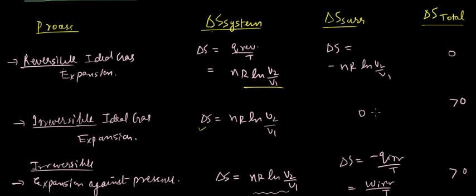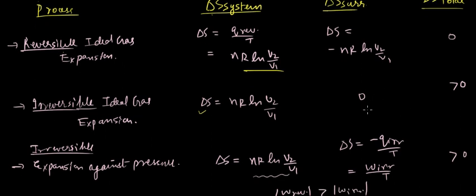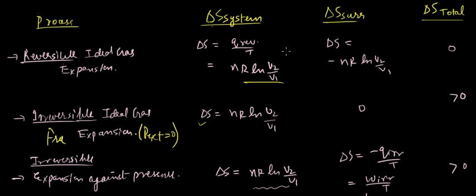Okay, and delta S surrounding would be 0. So this is irreversible ideal gas expansion. Let's say this is free expansion, where P external would be 0. So now as P external is equal to 0, delta S system can be written as nR ln V2 upon V1.